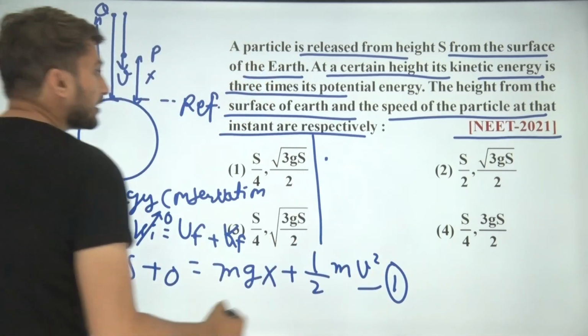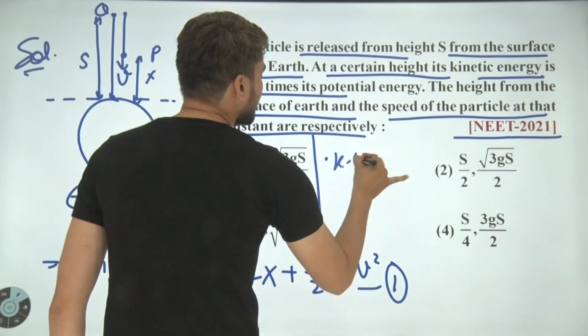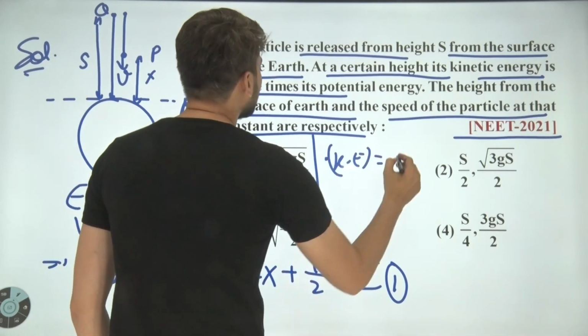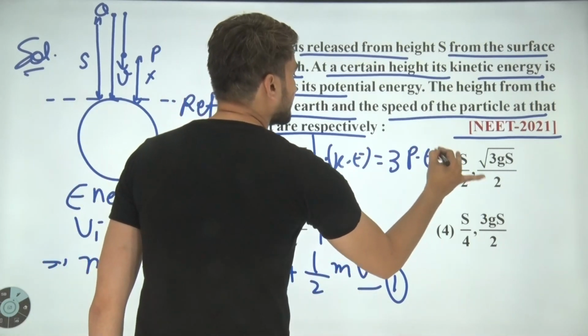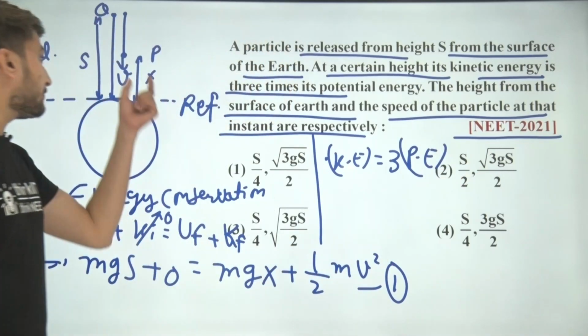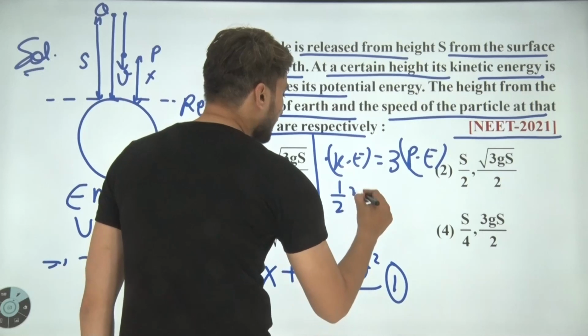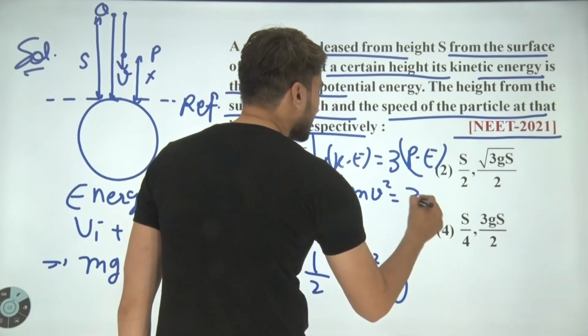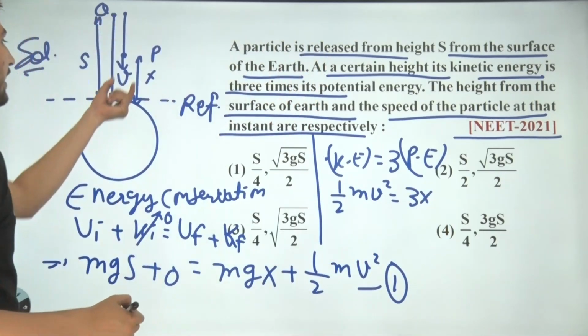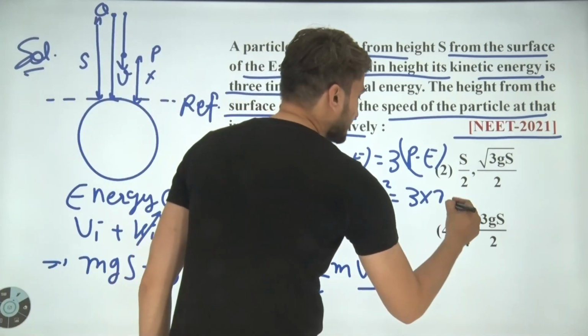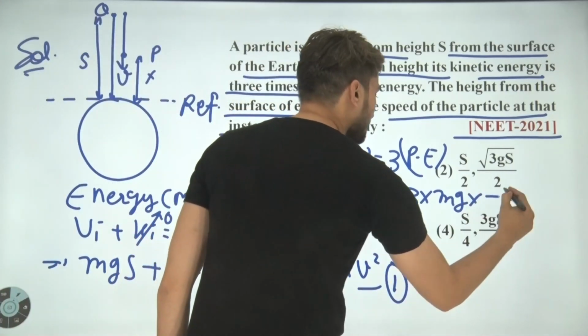So here kinetic energy is equal to 3 times potential energy. Now students, at point P, if I am talking about kinetic energy, this is half mv squared, which is equal to 3 multiplied by potential energy, which is mgx. So this is equation 2.